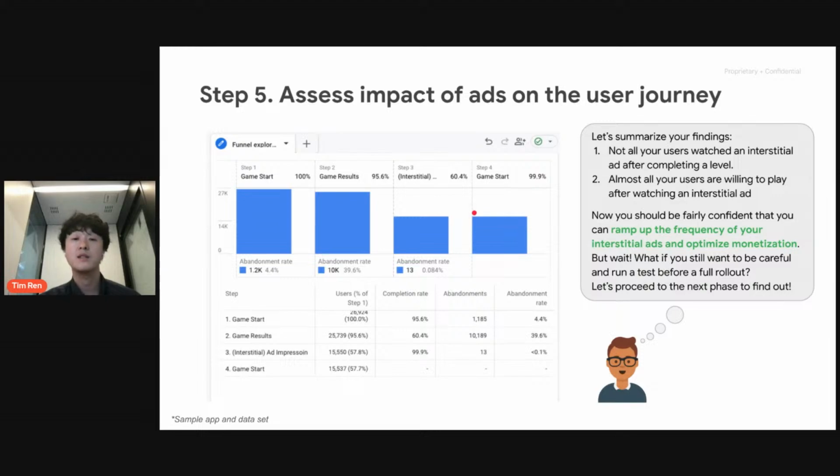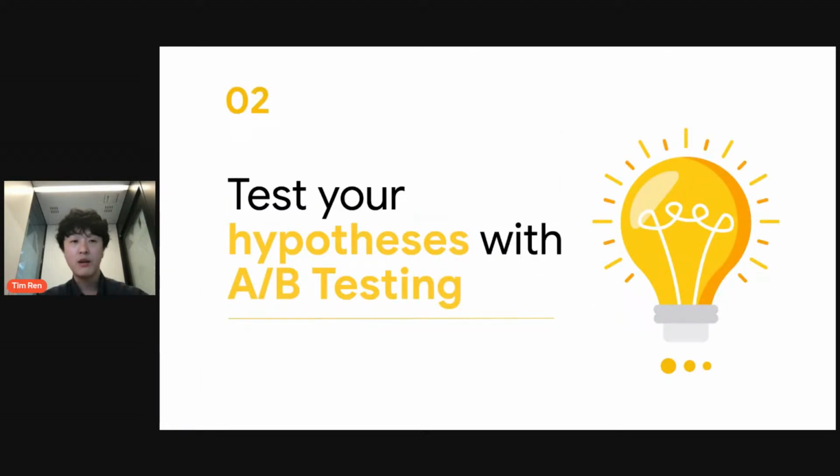And now you have a hypothesis that you should be able to ramp up your interstitial ads with confidence, and then actually get more monetization on your app as well. But again, we understand our app publishers could still have concern, right? Before you just want to fully roll out with higher interstitial ad frequency, you want to get more data. You want to make sure this is a slow, small ramp up instead of 0 to 100%.